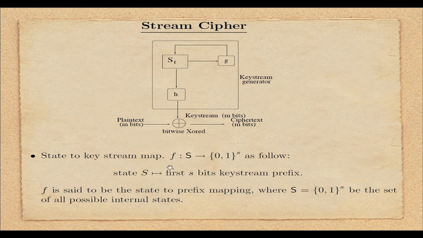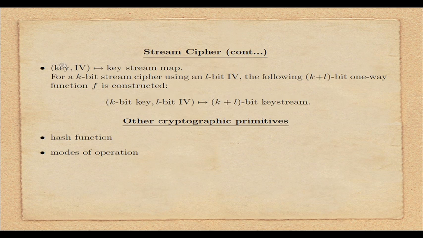So, we define a function f from the state space, the set of all possible states, to this. Now, if the state is, say, an s bit LFSR for example, then we define this function as the first s bits of key stream. Okay. Now, just the first s bits of key stream, from the key and IV.